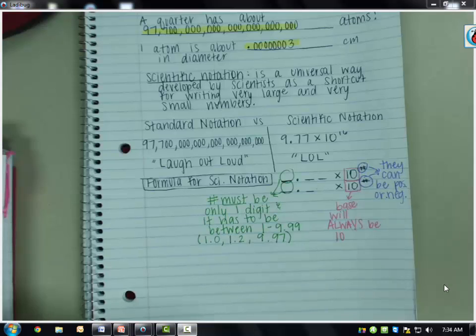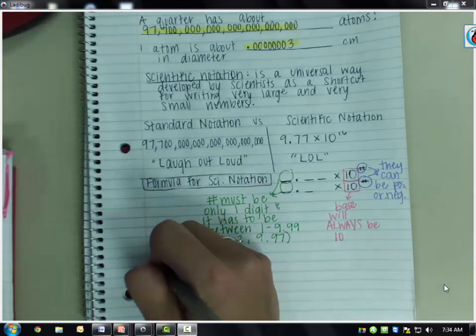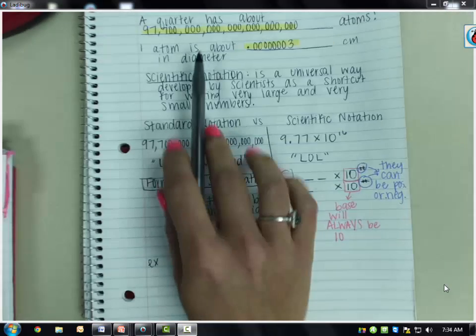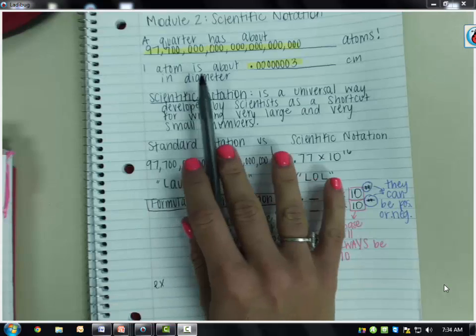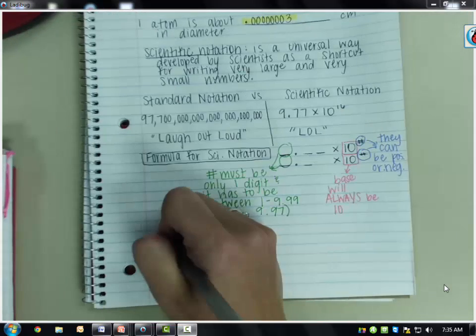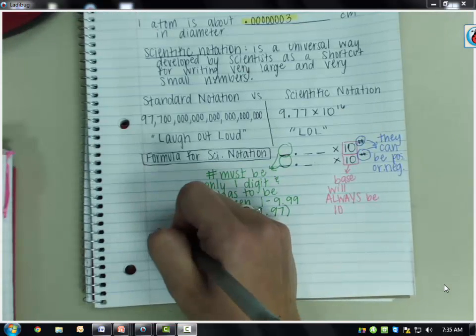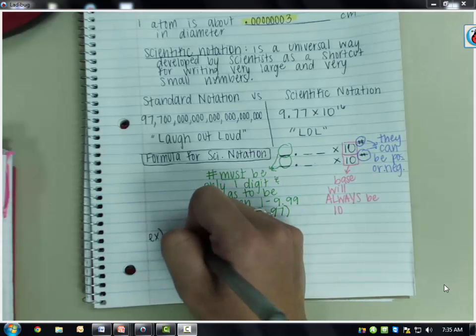Alright, so let's look at an example. We're going to take this example that we've been using. The quarter has about however many atoms. So you're going to write it again. Kind of spread it out this time.